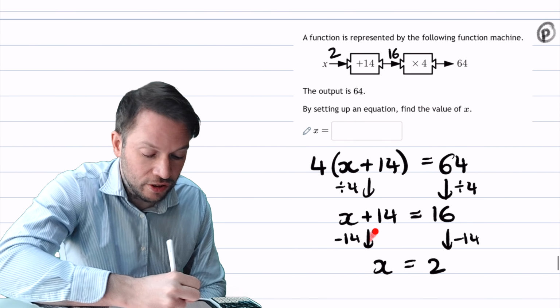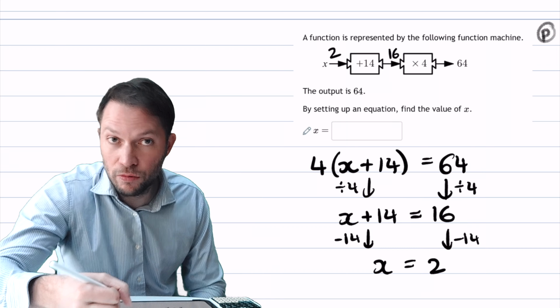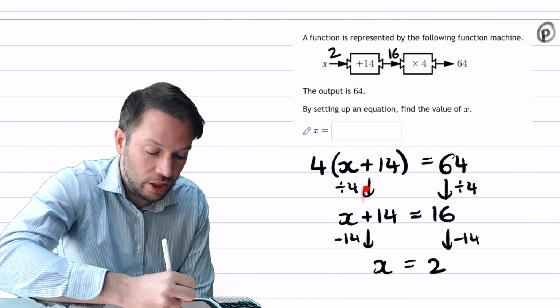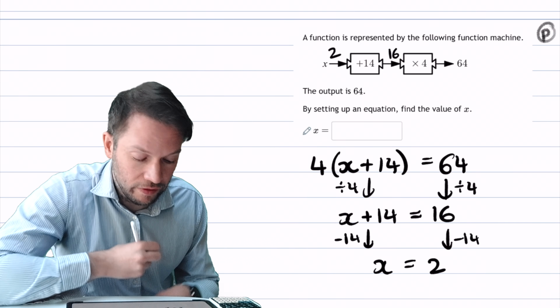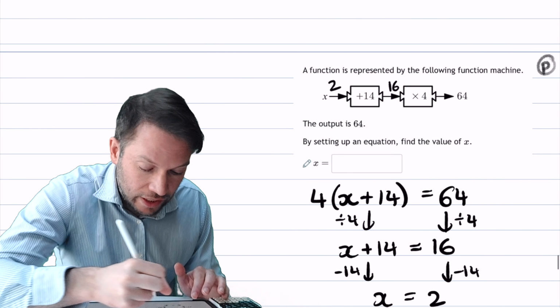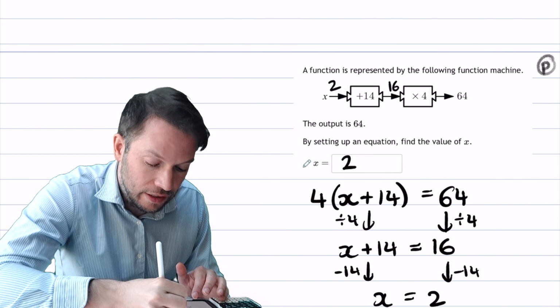And you might think, oh, this is doing exactly what we did over here. And you're right. I've just more formally done it by forming an equation and then solving that equation. But regardless, the answer is 2, x is 2, and that is the final answer.